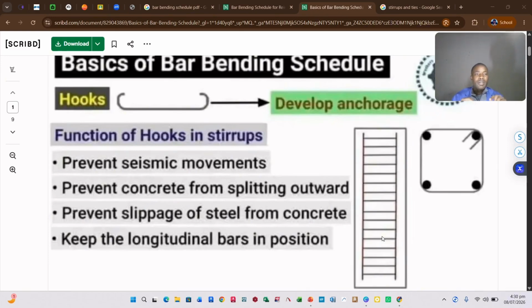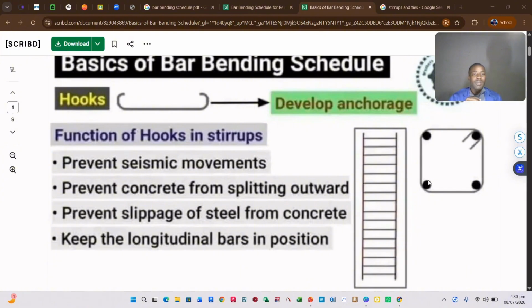You must not misunderstand stirrups and ties. Stirrups are found in beams. They are there to resist the torsion effect. When a beam is subjected to torsion, they assist in keeping the beam and also the bars in position. Whereas ties are found in columns. That must not be misunderstood.